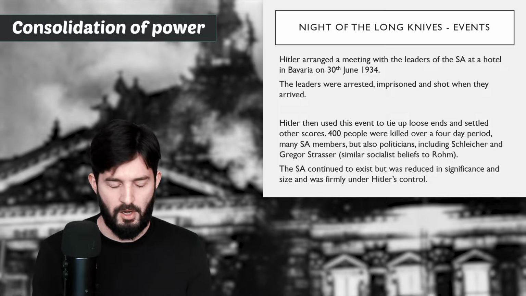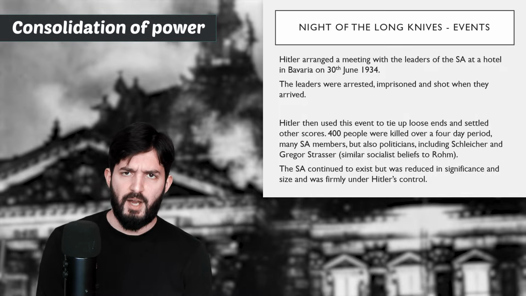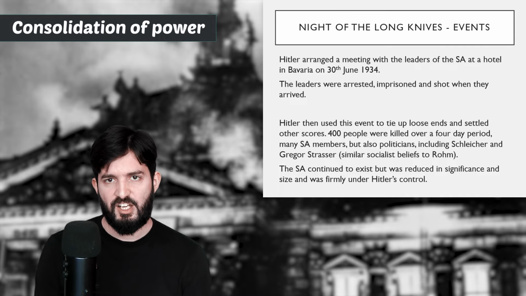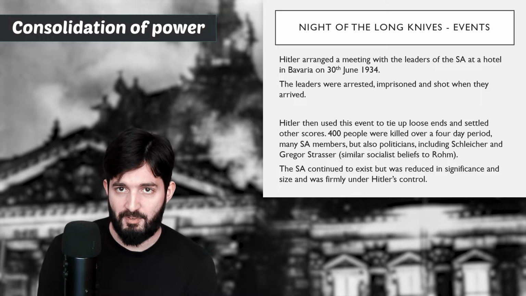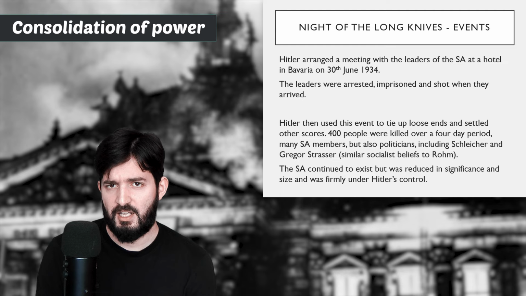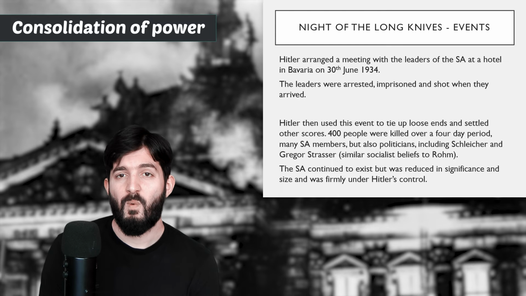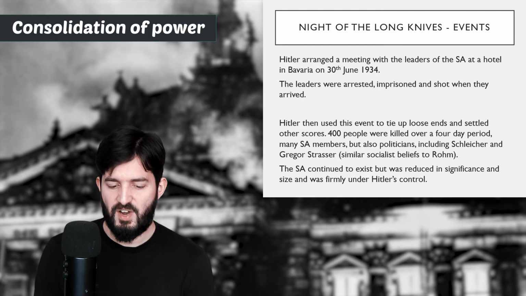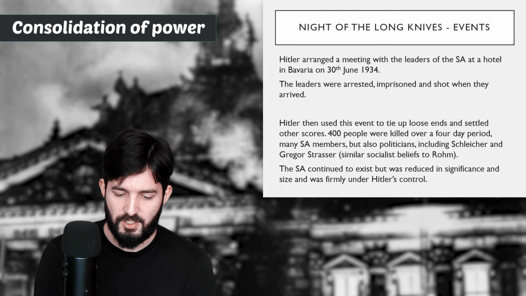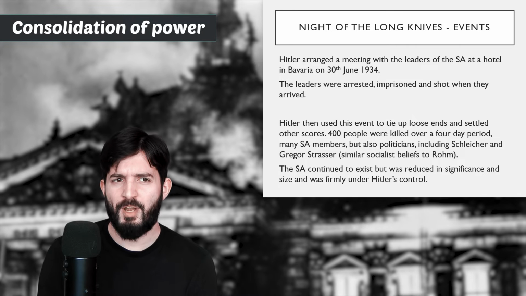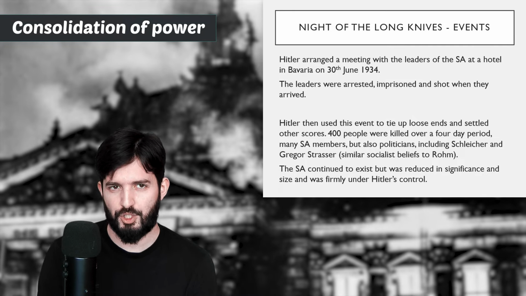This gives us the Night of the Long Knives. So the Night of the Long Knives, very simply, Hitler arranges a meeting at a hotel in Bavaria on the 30th of June 1934, and he basically invites the leaders of the SA to this meeting. When they get there, they are promptly arrested, imprisoned, and then shot. Okay, Röhm initially, when he gets imprisoned, is given the option of killing himself.